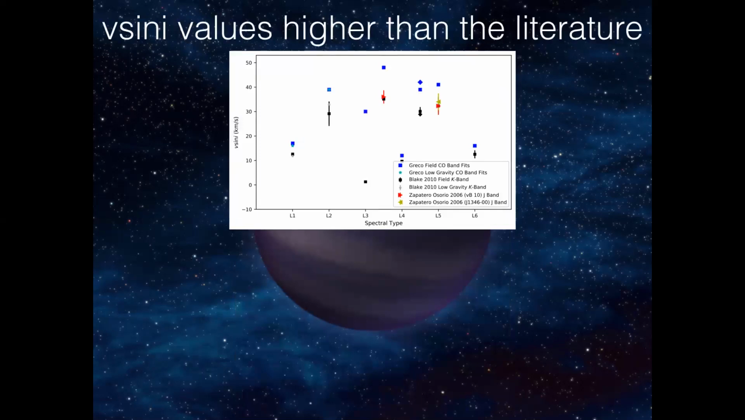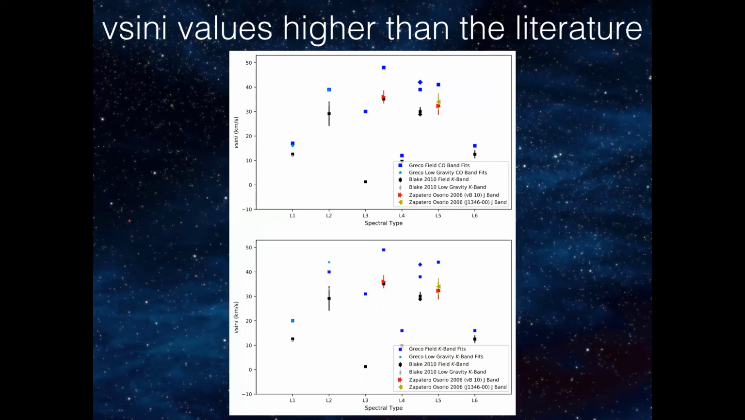Things got really interesting, though, when we looked at V sin I values. So here again, the dark blue are our field objects, and the light blue are our low gravity objects. And all the other data points of different colors are V sin I values for these objects from the literature. You'll notice in both the K-band and the CO band fits, our V sin I values come out higher. And I'm going to be really honest and tell you I don't know why yet.